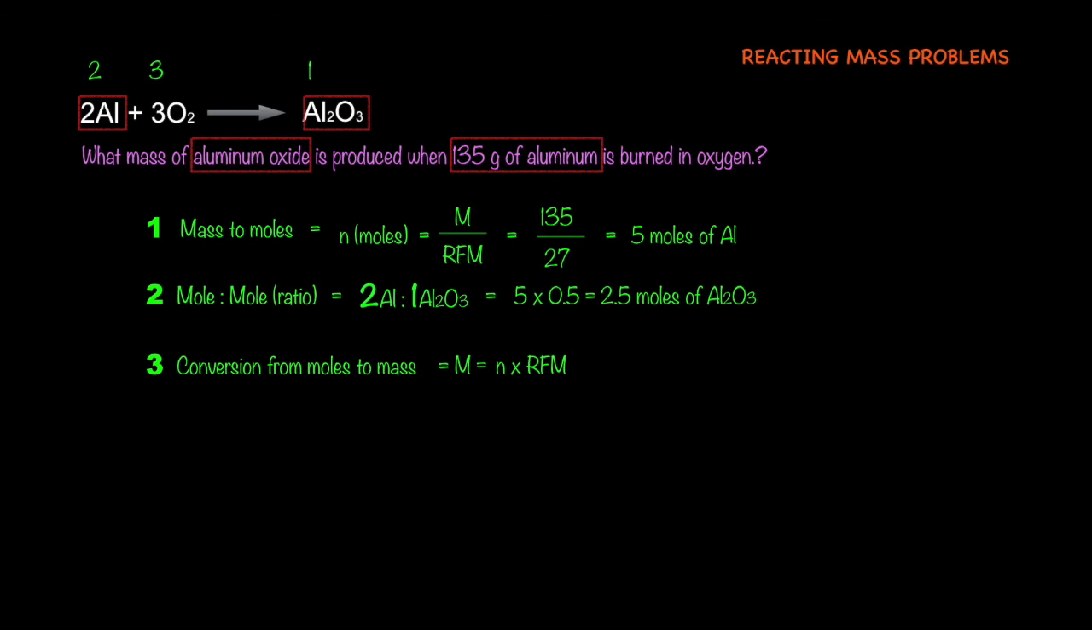Now find the molar mass of aluminum oxide by adding the atomic mass of each single element in this compound, that is aluminum and oxygen. So 27 times 2 because you have 2 aluminum, and 16 times 3 because you have 3 oxygens. And this equals approximately 102 atomic mass units. Multiply that with 2.5 moles and we get 255 grams, which is the mass of the aluminum oxide.